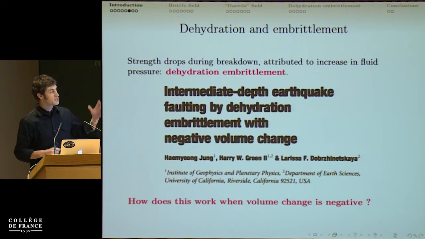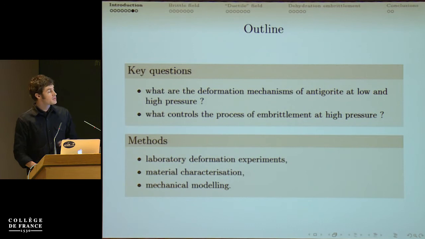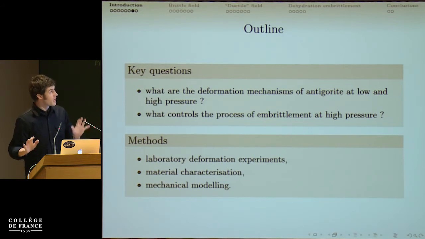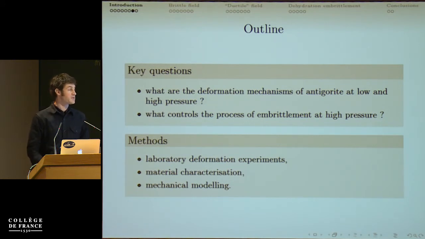So the question is, what is the physical mechanism for this, and how can we get fluid pressure in the high pressure regime where the volume change of the reaction should be negative and the fluid pressure should decrease? So the questions are the following. What are the deformation mechanisms of antigorite, so intact antigorite before dehydration, at low and high pressure, and what controls the process of embrittlement at high pressure? So the methods we've used are laboratory rock deformation experiments, characterization of the material, and some mechanical modeling for the dehydration embrittlement parts of this work.